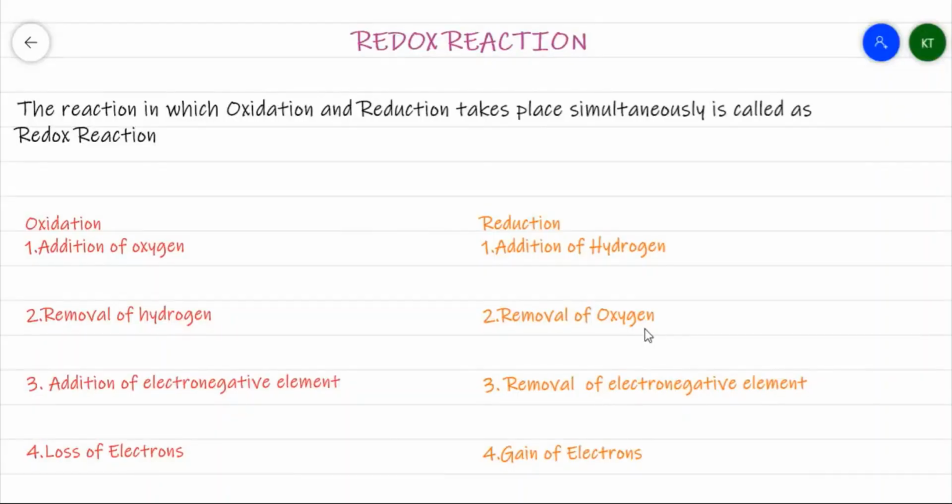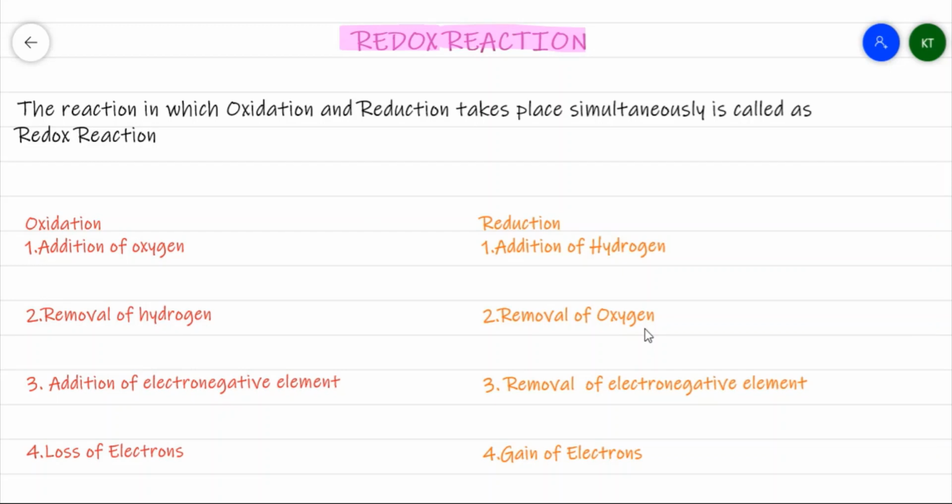Namaste. Let us discuss one of the important concepts in chemistry that is known as redox reaction. So in this video we are going to discuss what redox reactions are and the definitions associated with redox reaction, like oxidation, reduction, and oxidizing and reducing agent. So let us begin with a journey to understand what is redox reaction.